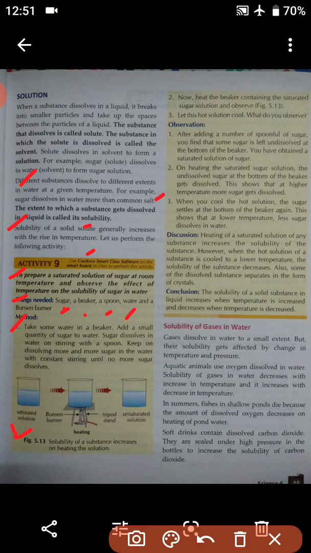Number 2 is, now heat the beaker containing the saturated sugar solution and observe. So this one is a saturated sugar solution. So what does saturated mean?